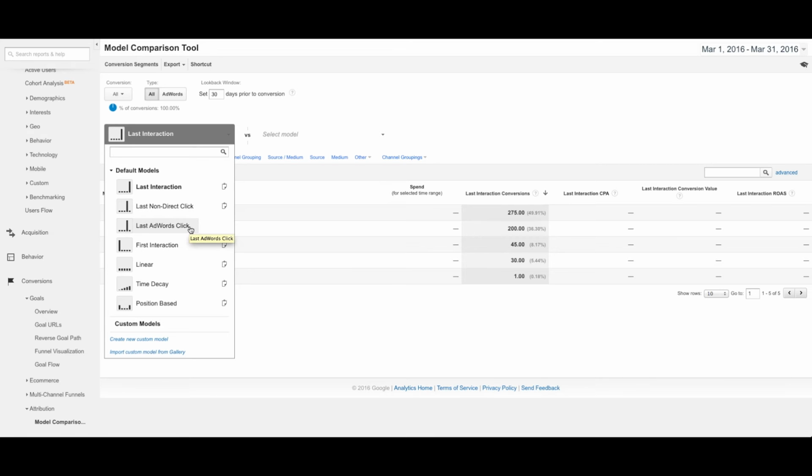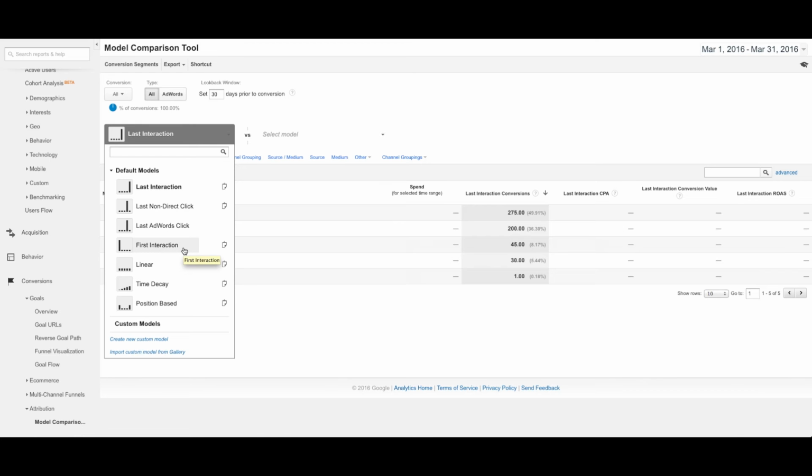Next, we have our last AdWords click. In this case, it is the paid search channel that's being given 100% of the credit. Since in the example we gave, we have one AdWords click, then that sole click will be given 100% of the credit. Obviously, if we have a customer who's clicked on 10 different ads, it's the last ad that they clicked on before they converted, whatever that path that followed might be.